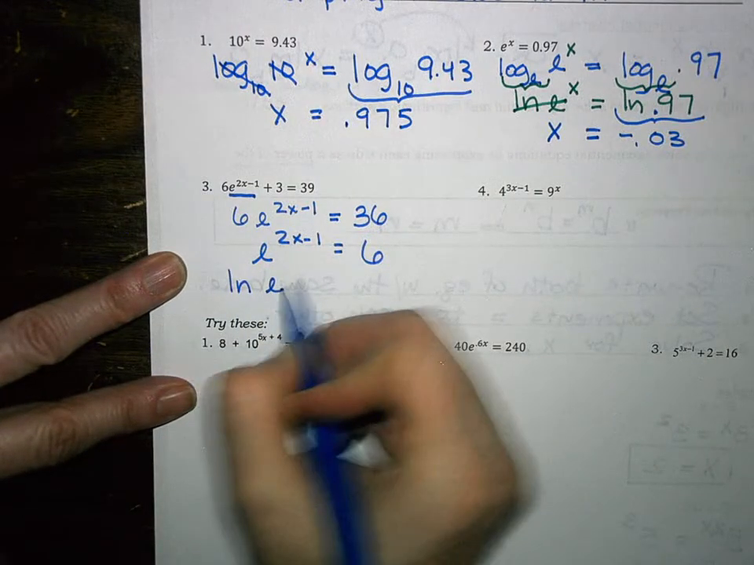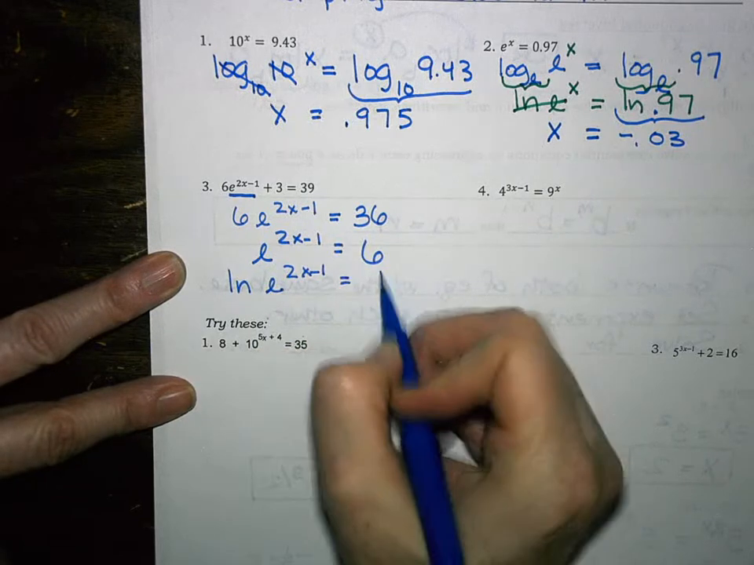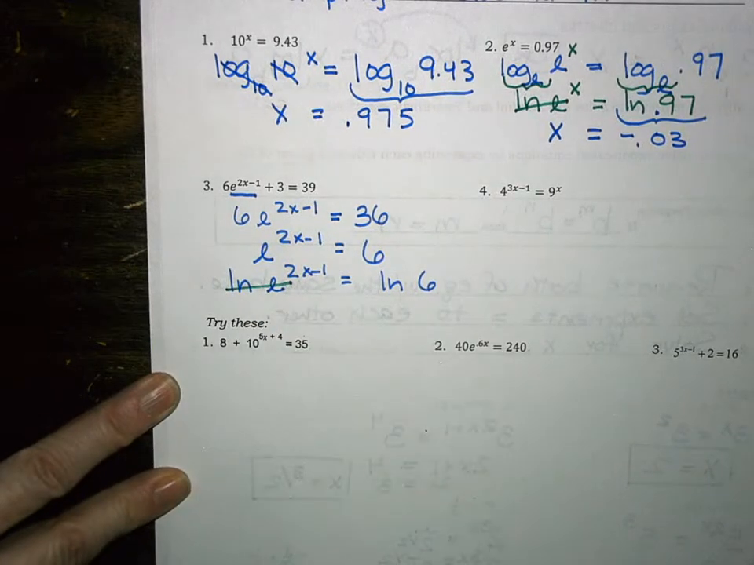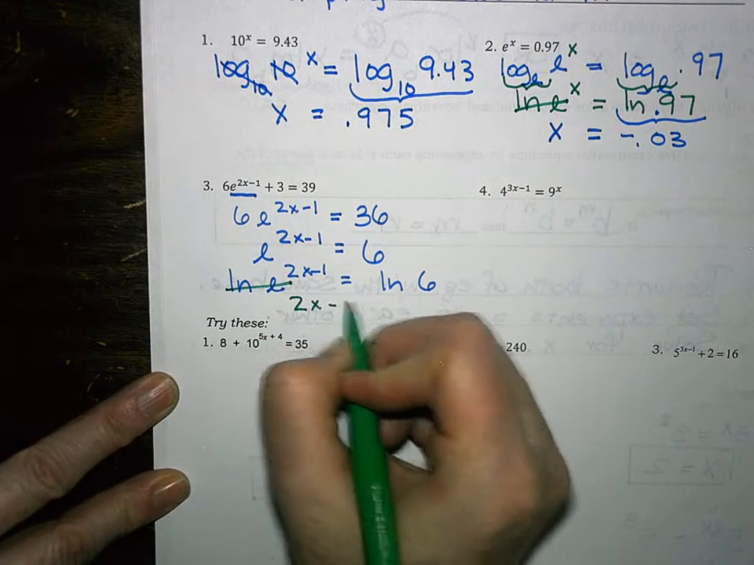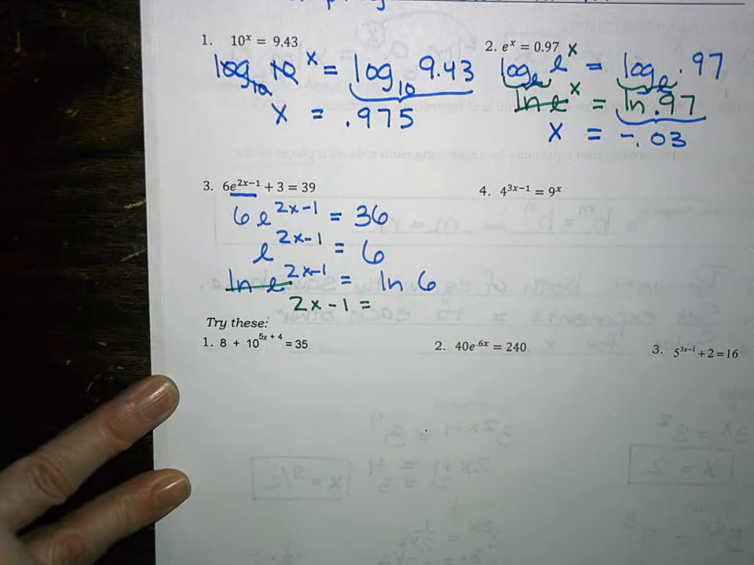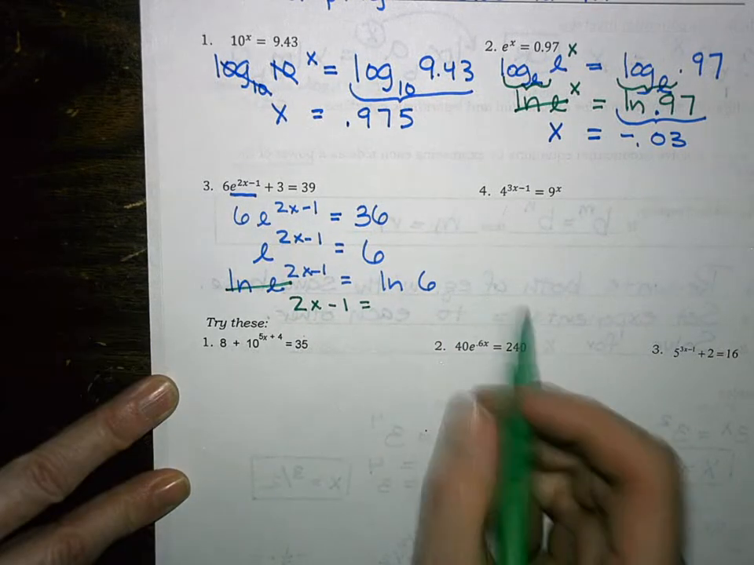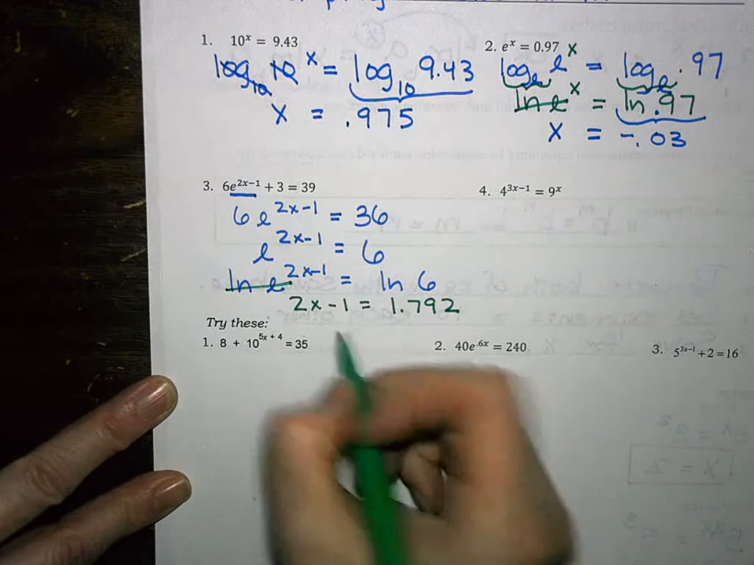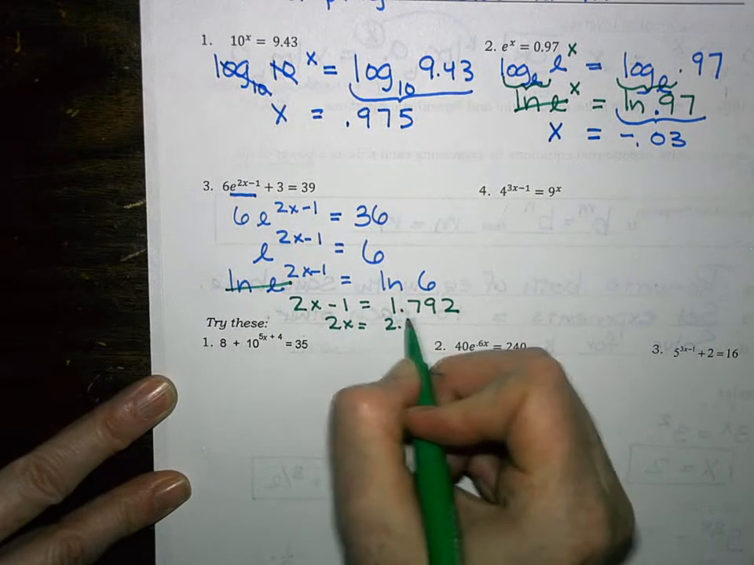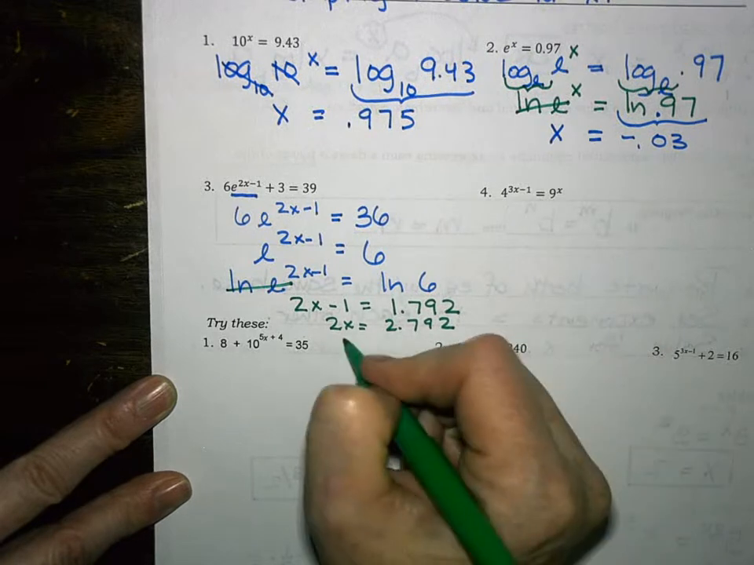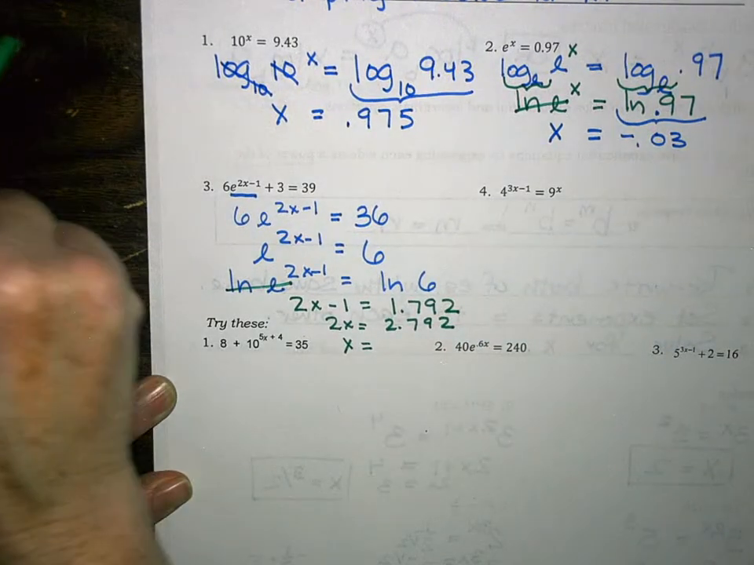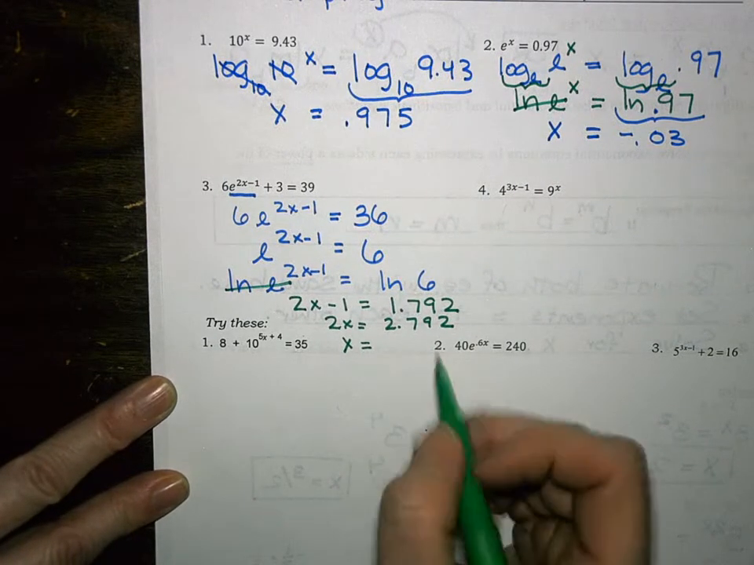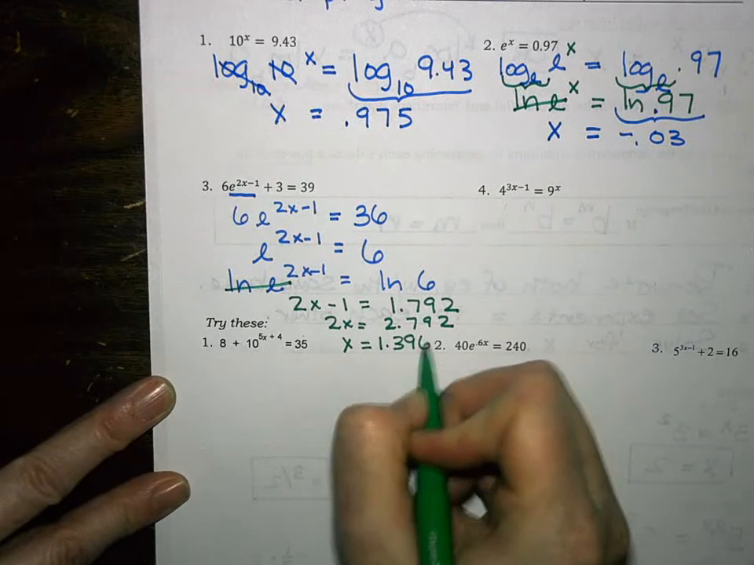Now, I have an e here, so I'm going to take the natural log of the left side and therefore the natural log of the right side. So what happens here? Well, the natural log and e cancel out to give me 2x minus 1 is equal to, I do that on my calculator, the natural log of 6, so do that with me, is 1.792. I'm going to add 1 to both sides to get 2x equals 2.792, and x is equal to, divide by 2, and you get 1.396.